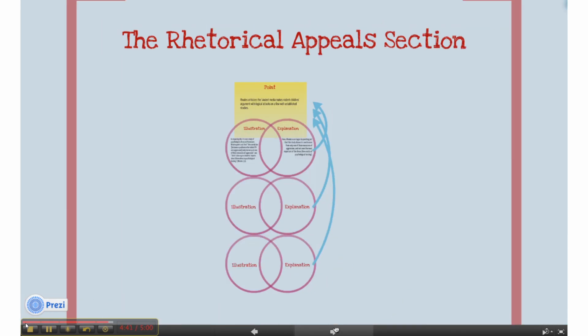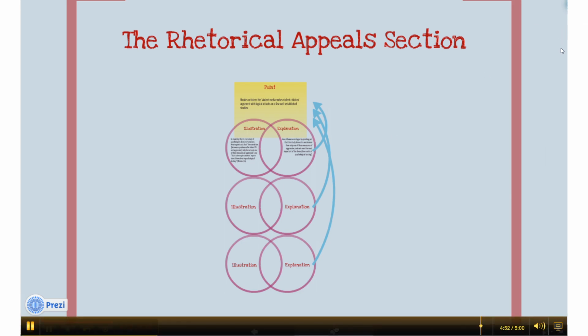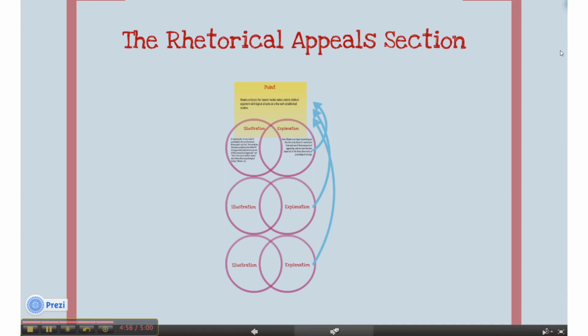And do that several more times to generate a full paragraph. So as you can see, we've got another illustration and another explanation, both connecting back to the point, a third illustration and explanation connecting back to the point, and as many as you need to fully establish and make that point. But every quote should have its own explanation.